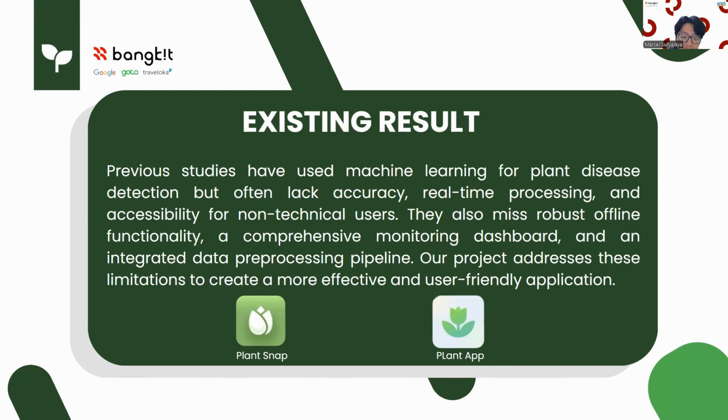The examples of the existing result that we take are PlantSnap and PlantApp. The difference between those apps and our Florify app is in the features that it has. Our Florify app offers more features, like an encyclopedia, so farmers can look through the encyclopedia for plant problems, and a forum discussion to chat with other Florify app users.